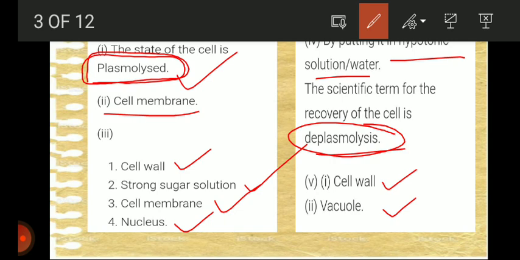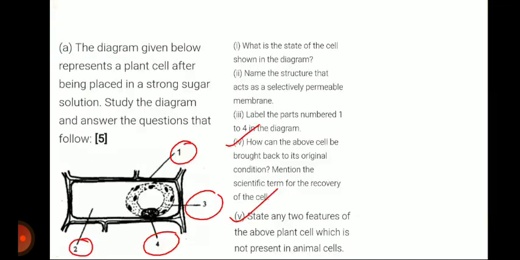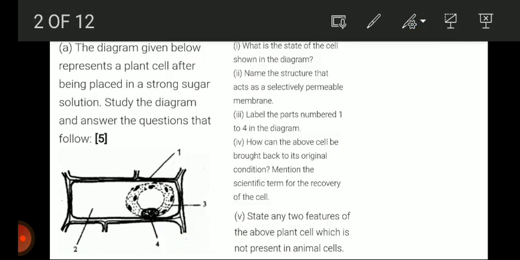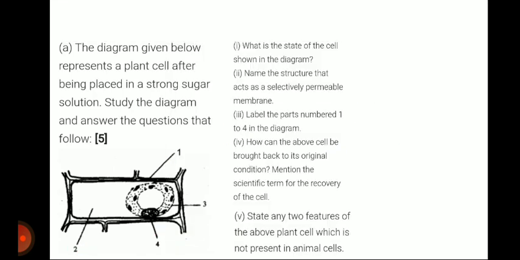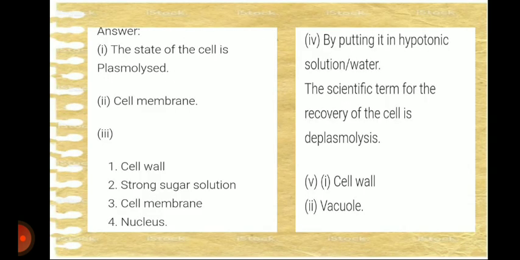So cell wall is present only in plant cell, it is not present in animal cell, and large vacuoles are present in plant cell. A few very small vacuoles are present in animal cells, but they are so small that they are negligible. So you can consider that vacuoles which are large enough are present in plant cells, but in animal cells they are not present. Okay, so this is all about the first question that has come in ICSE. I hope this first question is absolutely clear to you all.